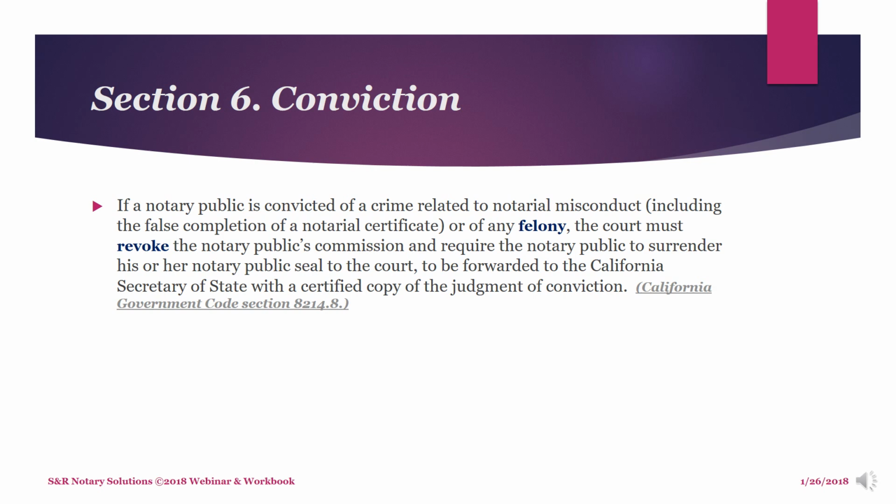Section 6, conviction. If a notary public is convicted of a crime related to notarial misconduct, including the false completion of a notarial certificate, or of any felony, the court must revoke the notary public's commission and require the notary public to surrender his or her notary public seal to the court, to be forwarded to the California Secretary of State with a certified copy of the judgment of conviction.